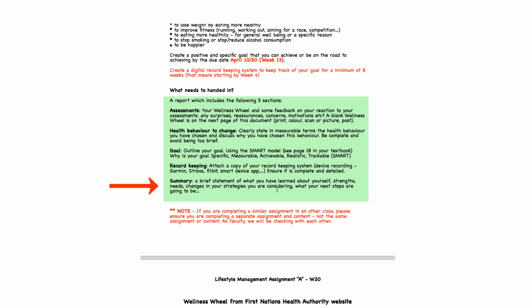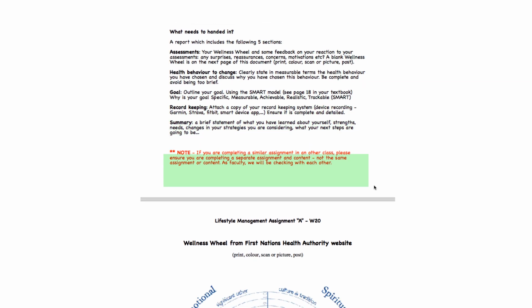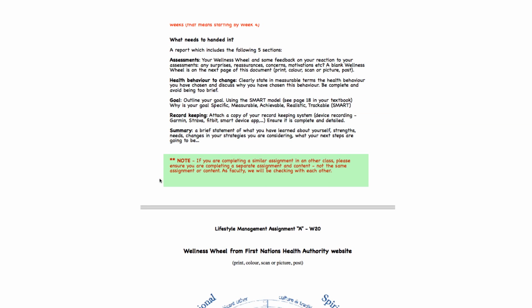And then you do a summary about what this did for you. Where do you think you got? What might be the next step? Be comprehensive. Don't shortchange yourself. Now, I've got at the bottom of this page that if you're completing a similar assignment, and I know of another 2 faculty who do a similar assignment, please do not submit an assignment from one class to this class or vice versa. As faculty, we will be checking with one another to ensure that that's not being done.